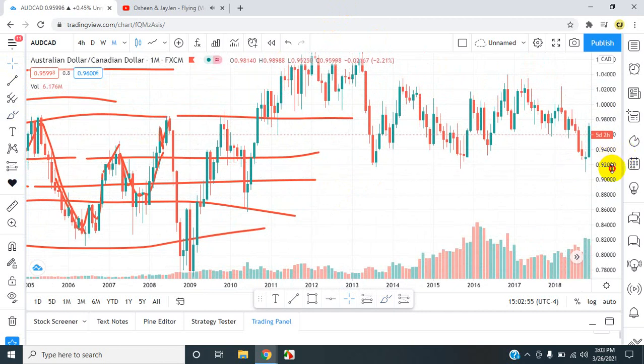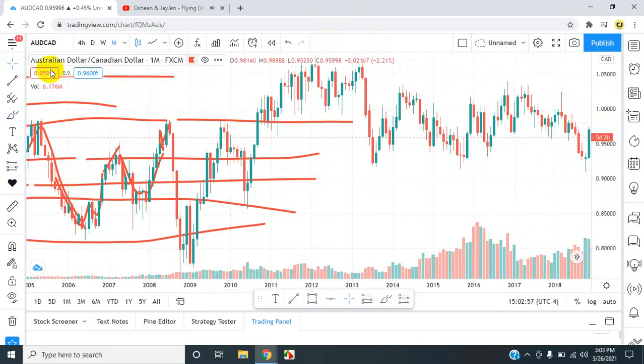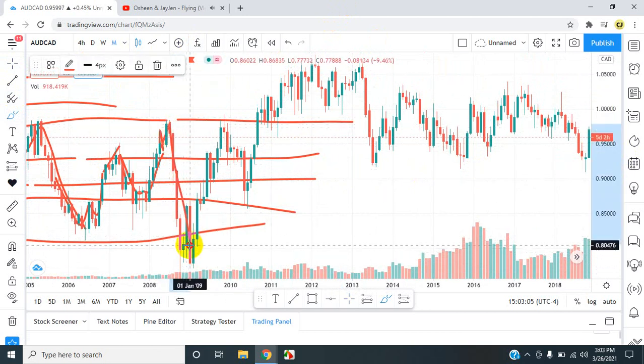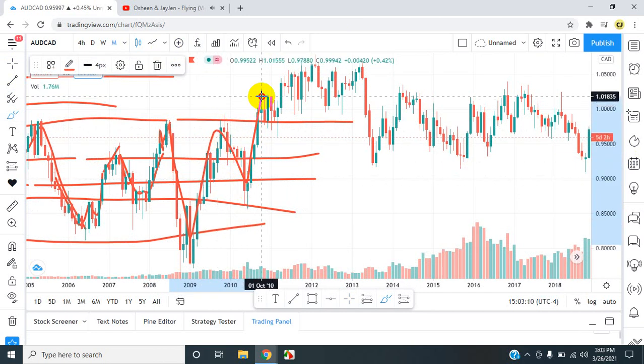So if we take this out of the equation, this double bottom here, and we just think of this as one long drop, I'm going to show you the next formation I see. There we go. First leg, second leg, third leg, fourth leg. So after the fourth leg, after the formation of the double bottom, what happens? We find a retest. Here we go. The retest happened right here.